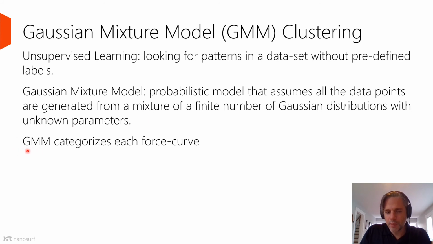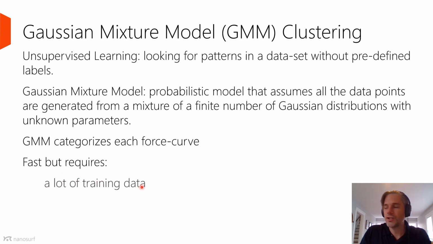We're going to use GMM to categorize each force curve. The benefits are that it's fast, but it requires a lot of training data. Fortunately, we have a lot of data because we've automated it. But you also have to know the number of components. So this might not be suitable for all samples, but in this case, I know I have a 2-component and a 4-component sample. So this is the reason I've decided to use this clustering model.